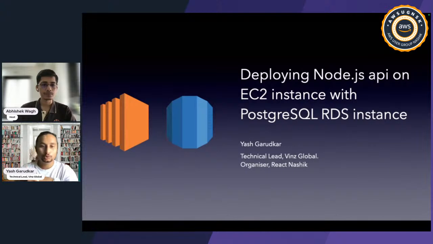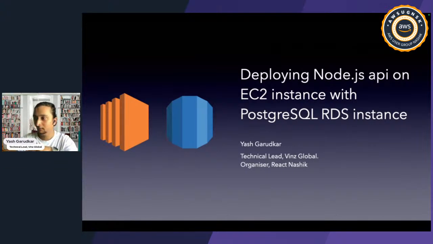Great. So first of all, welcome everyone. I'm going to show you how to deploy a Node.js API on an EC2 instance with a Postgres database, which will be hosted on an RDS instance, which is Relational Database Service, as I mentioned.